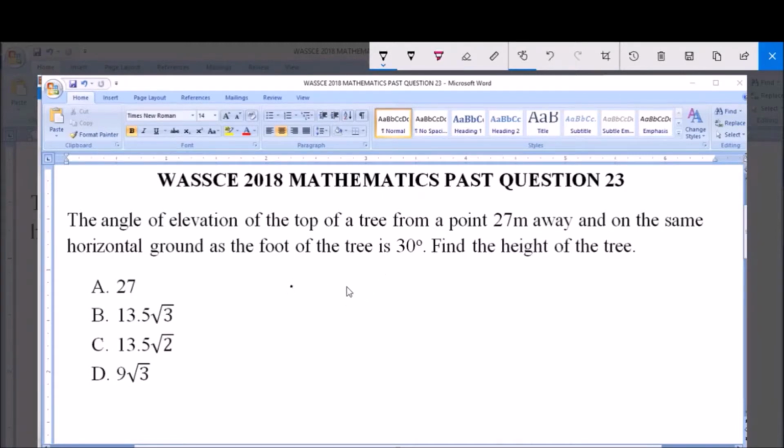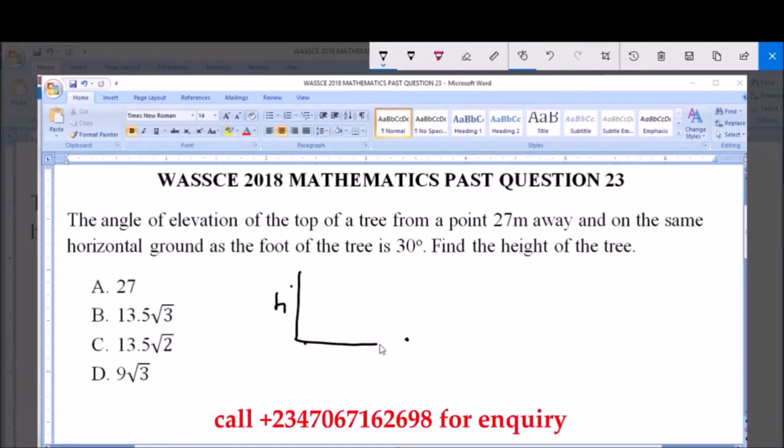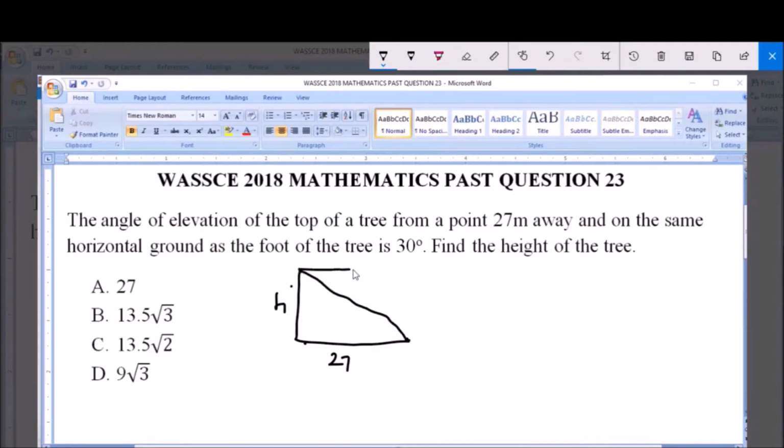So the angle of elevation of this tree, let's assume this is a tree and this is the height of the tree h. Now the angle of elevation of this tree from a point 27 meters away on the same horizontal ground is 30 degrees. So 27, this is the point. Angle of elevation is 30 degrees, meaning that here it is 30 degrees. Now we are asked to find this h, that is the height of the tree.